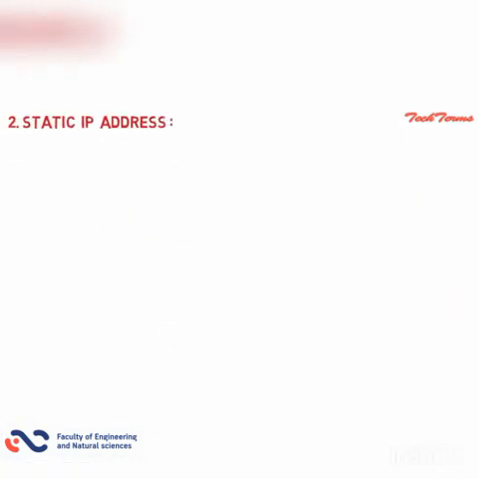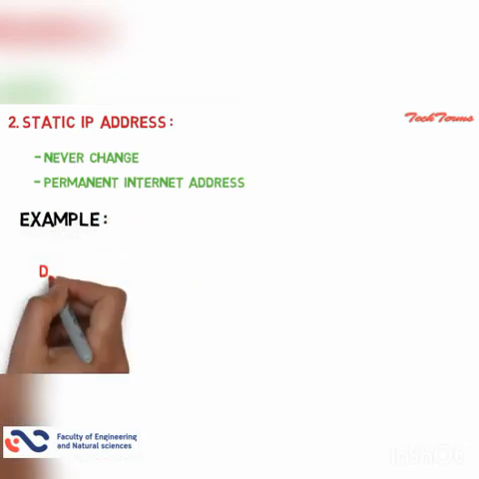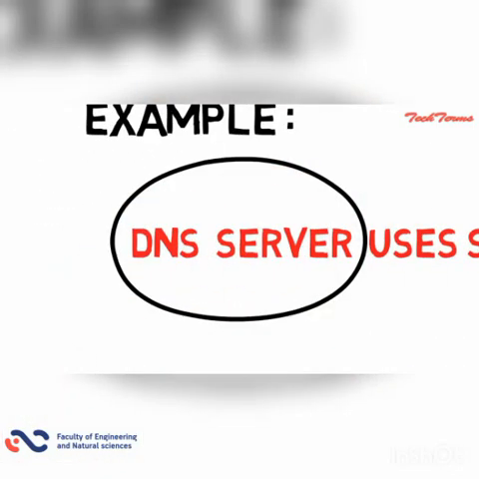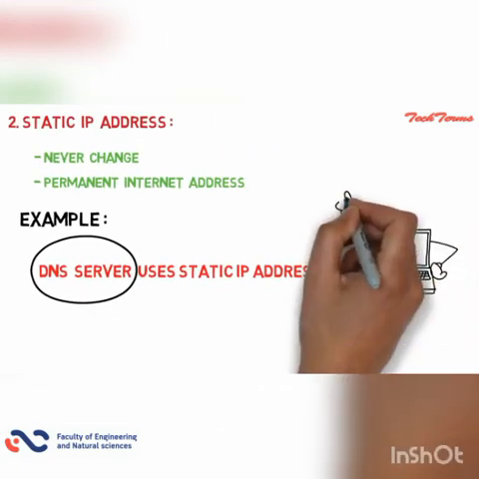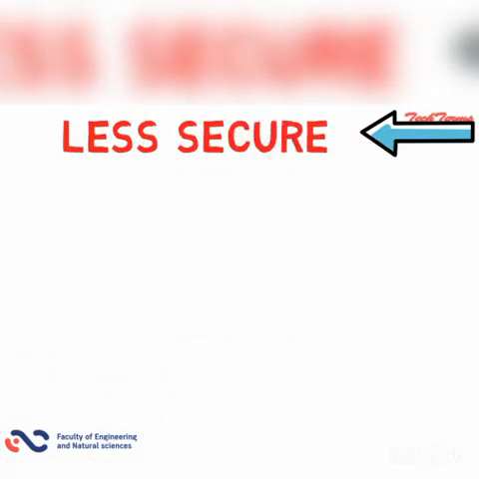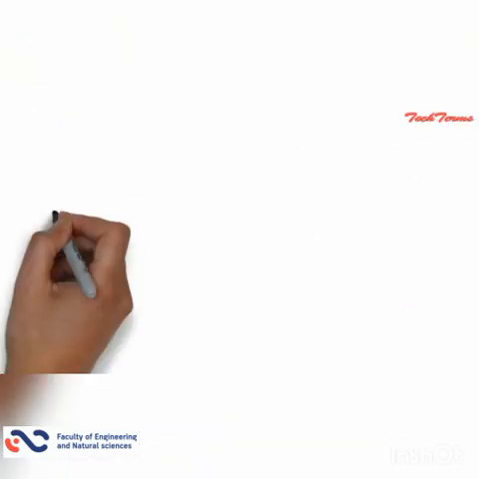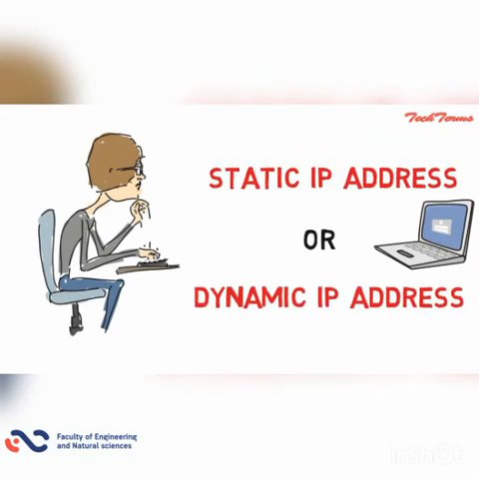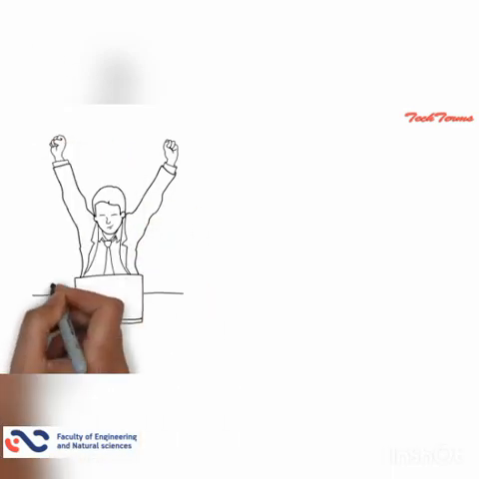Now, static IP address. It never changes and it serves as a permanent internet address. Static IP addresses are used by DNS servers. What are DNS servers? Actually, they are like computers that help you to open a website on your computer. Static IP addresses are considered somewhat less secure than dynamic because they are easier to track. However, following safe internet practices can help you to keep your computer secure no matter what type of IP address you use. Let's talk about routers.